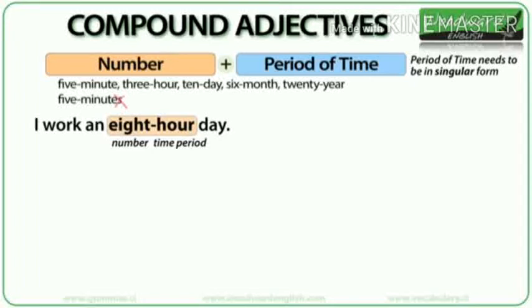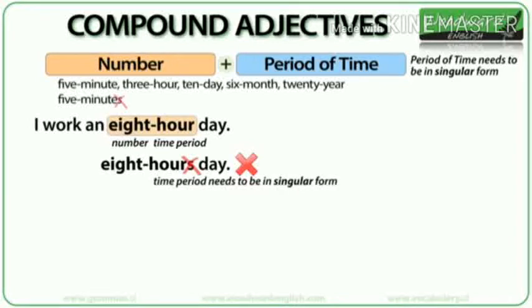So, I work an 8-hour day. So 8-hour is a compound adjective. So not "8 hours day". This is wrong. So you must make it a singular form. So as it is, a period of time needs to be in singular form. Always remember, whenever you express a period of time like this, you must express it in singular form. So I work an 8-hour day, not 8 hours day.